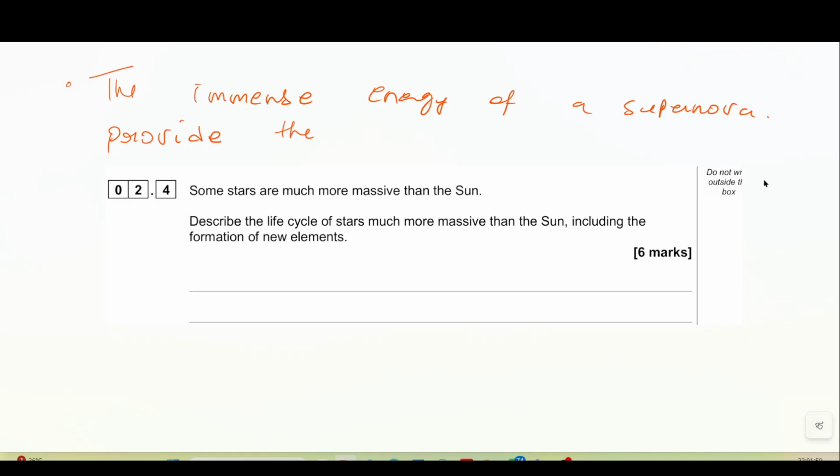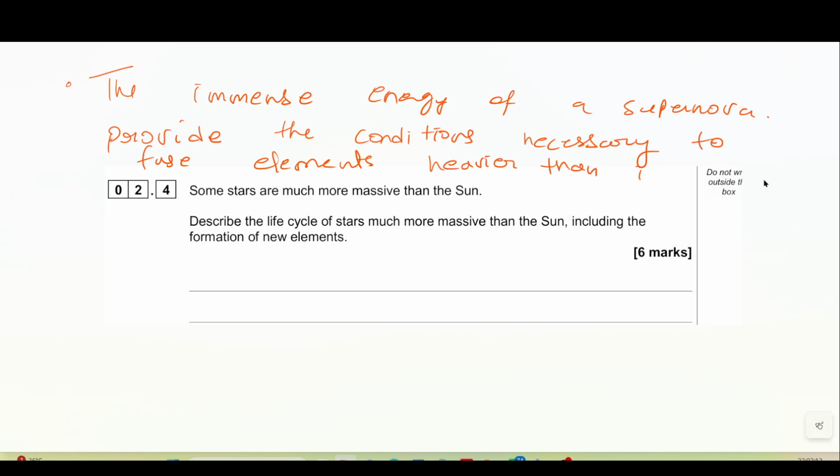The immense energy of a supernova provides the conditions necessary to fuse elements heavier than iron.